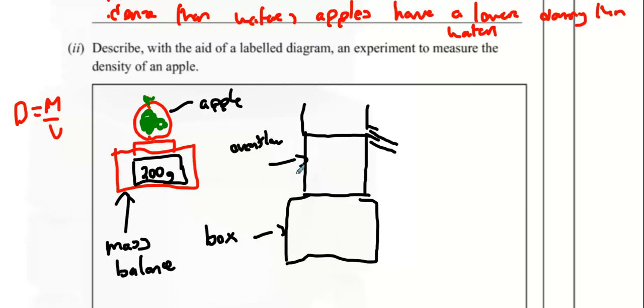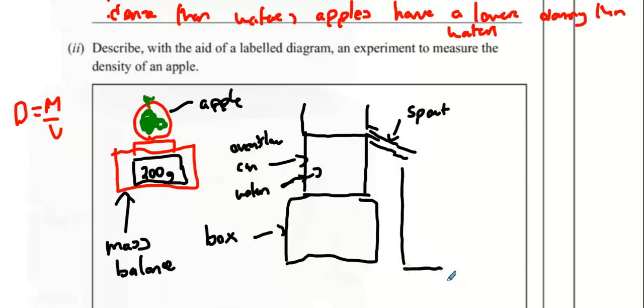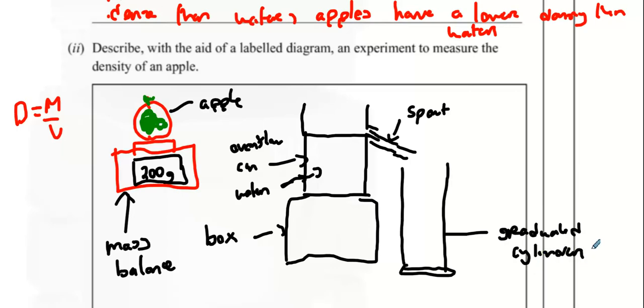So overflow can. We got water, which is in the middle. And then we have your graduated cylinder. So just make that the spout. Spout. Graduated cylinder. And then we need to place a pin into the apple and then submerge the apple underwater.